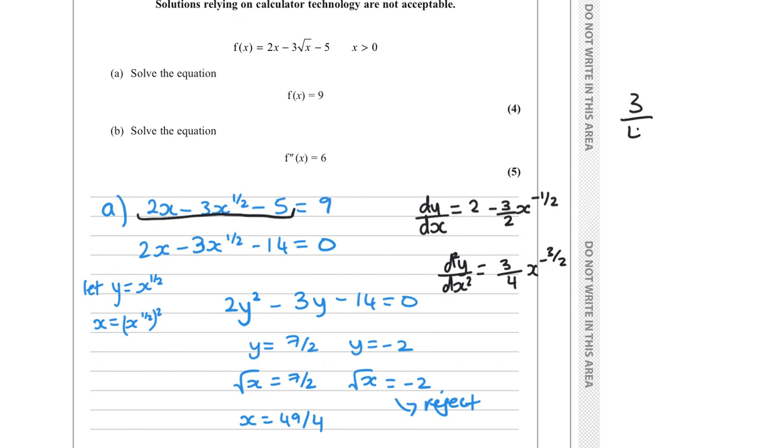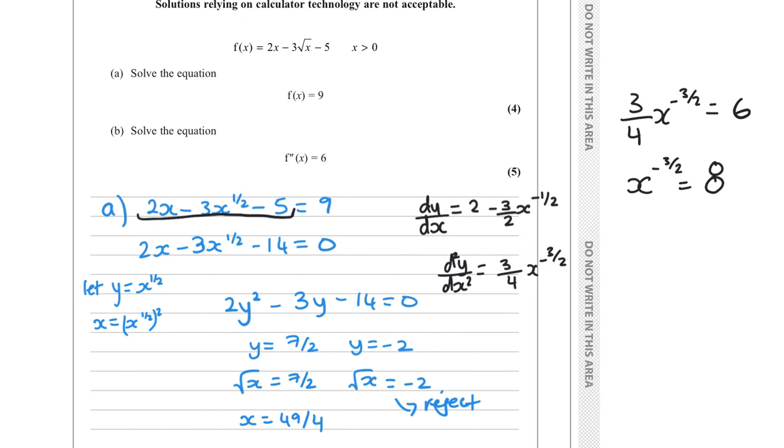So 3/4 x to the minus 3 over 2 equals 6. Okay, so I'm going to divide both sides by 3/4. So x to the negative 3 over 2 equals 8. Now, x to the negative 3 over 2.